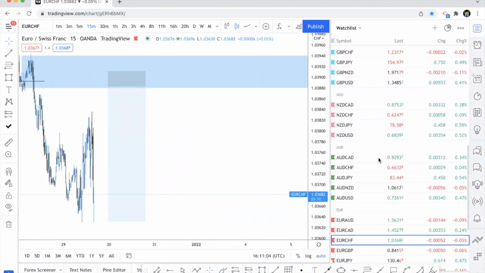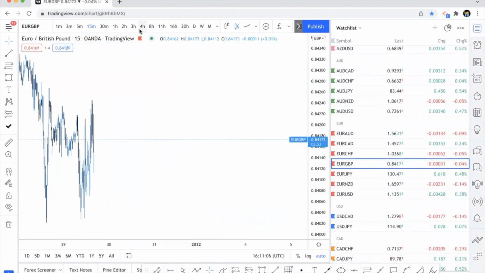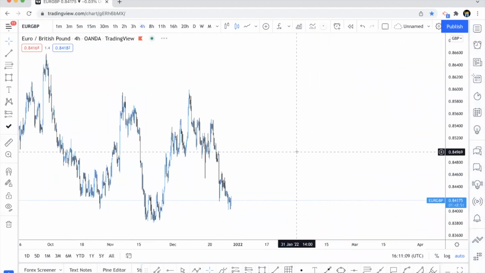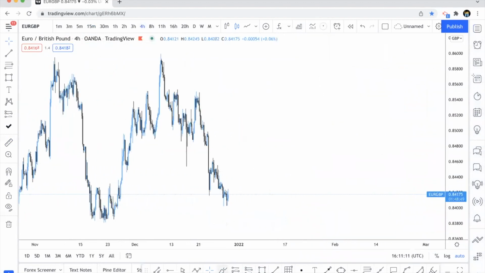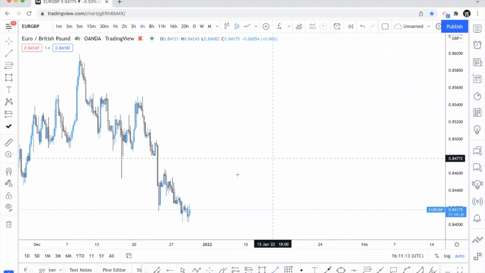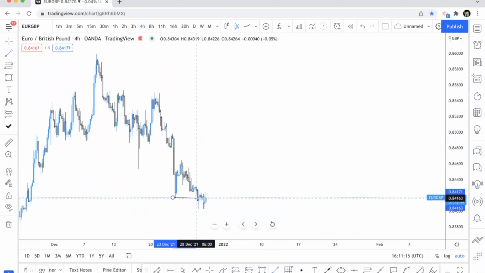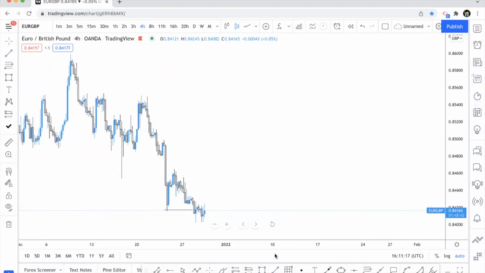Let's go to the next one here. What do we see on the next one? We go on the 4-hour here. All right. Okay, order flow is pushing down still, and we will mark our order flow by this break here. All right, so now I'm looking for a sell.